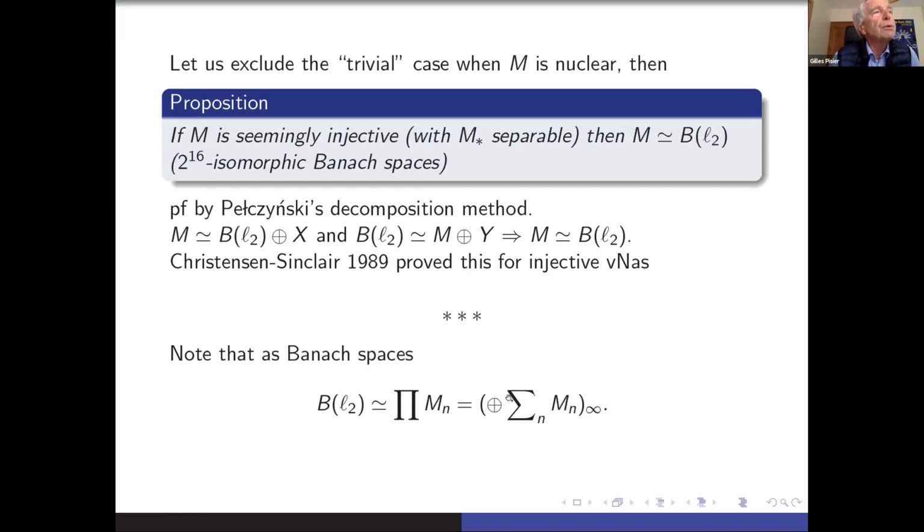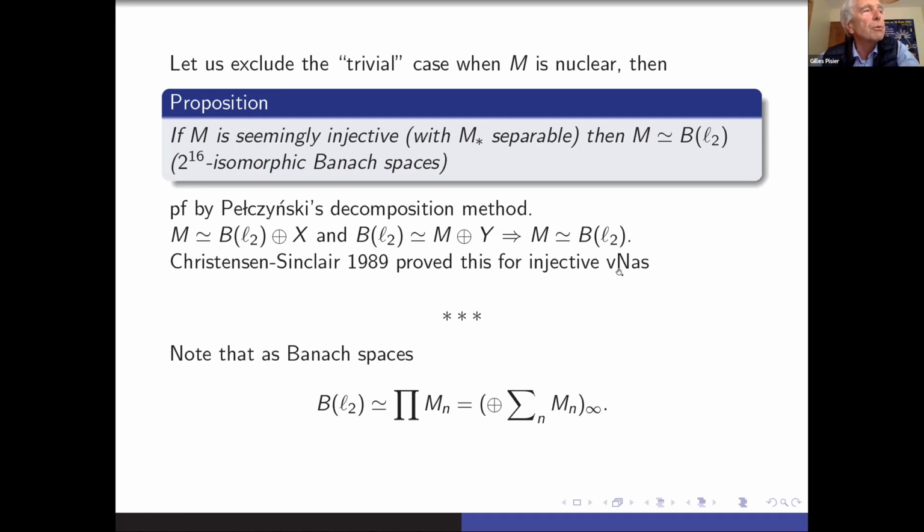So suppose that we exclude the trivial case when M is nuclear. The trivial case is like an algebra which is commutative, or which is commutative tensor a matrix algebra, or the direct sum of finitely many of those. That's the trivial case. And what I call the trivial case corresponds to just nuclearity for M, which is very rare because we are dealing with von Neumann algebras.